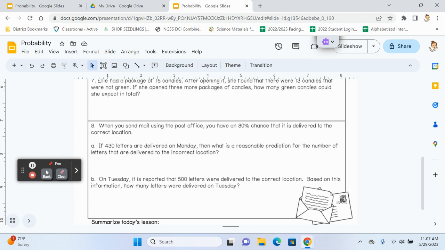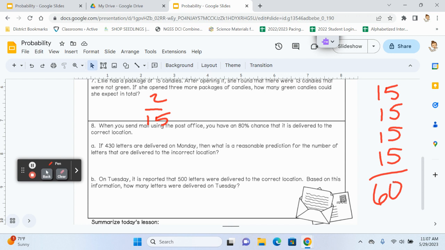Okay, let's break this down. So we've already decided that 2 out of the 15 are green. So that's 1 package has 15, correct? She opened 3 more packages, and if they have 15, so 15 in that one, 15 in that one, and 15 in that one, so she has 4 packages in total, which means there's a total of 60 pieces of candy. And I want to know how many green there would be.